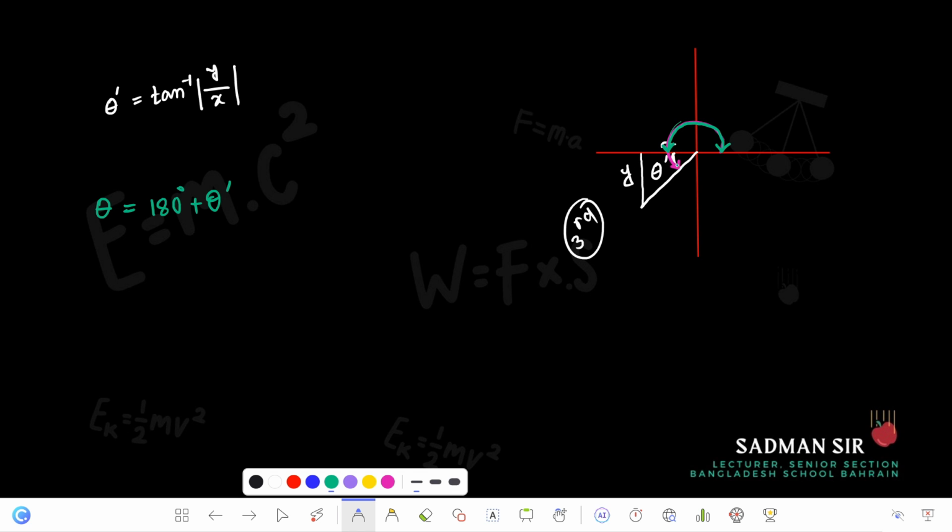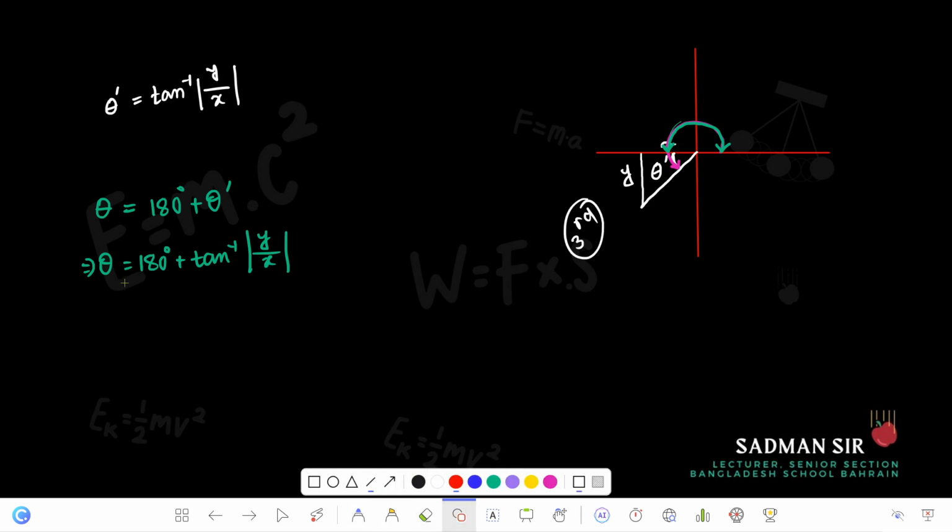Correct or not? Think. So if I replace the value of theta prime, then it will be tan inverse of the modulus of y by x. And remember, I'm using the modulus sign to make you remember that even if the values of y and x are negative, we will not put the negative sign here. So this is the expression for theta if the point is in the third quadrant. Okay, so this is the formula.